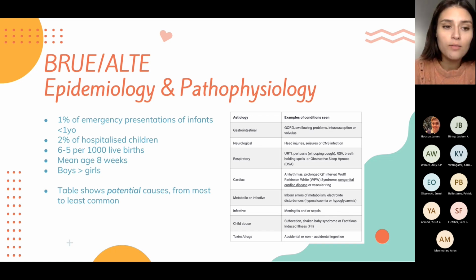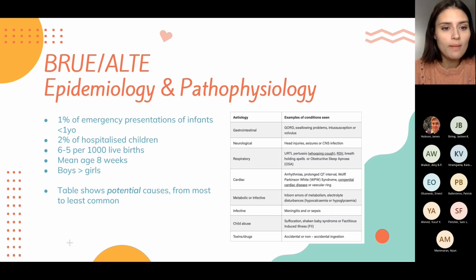The incidence rate is 6 to 5 per 1,000 live births. It typically happens around 8 weeks of age, so really quite young, and these are new parents and it might be their first baby, so you can understand why they would be so panicked. And it seems to happen in boys more than girls, according to the data.